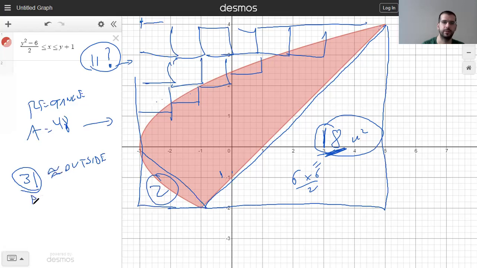So the red area is 48 minus 31, which is 17. So that area is probably 18. Good job. Good job, me. So satisfying when things look correct.